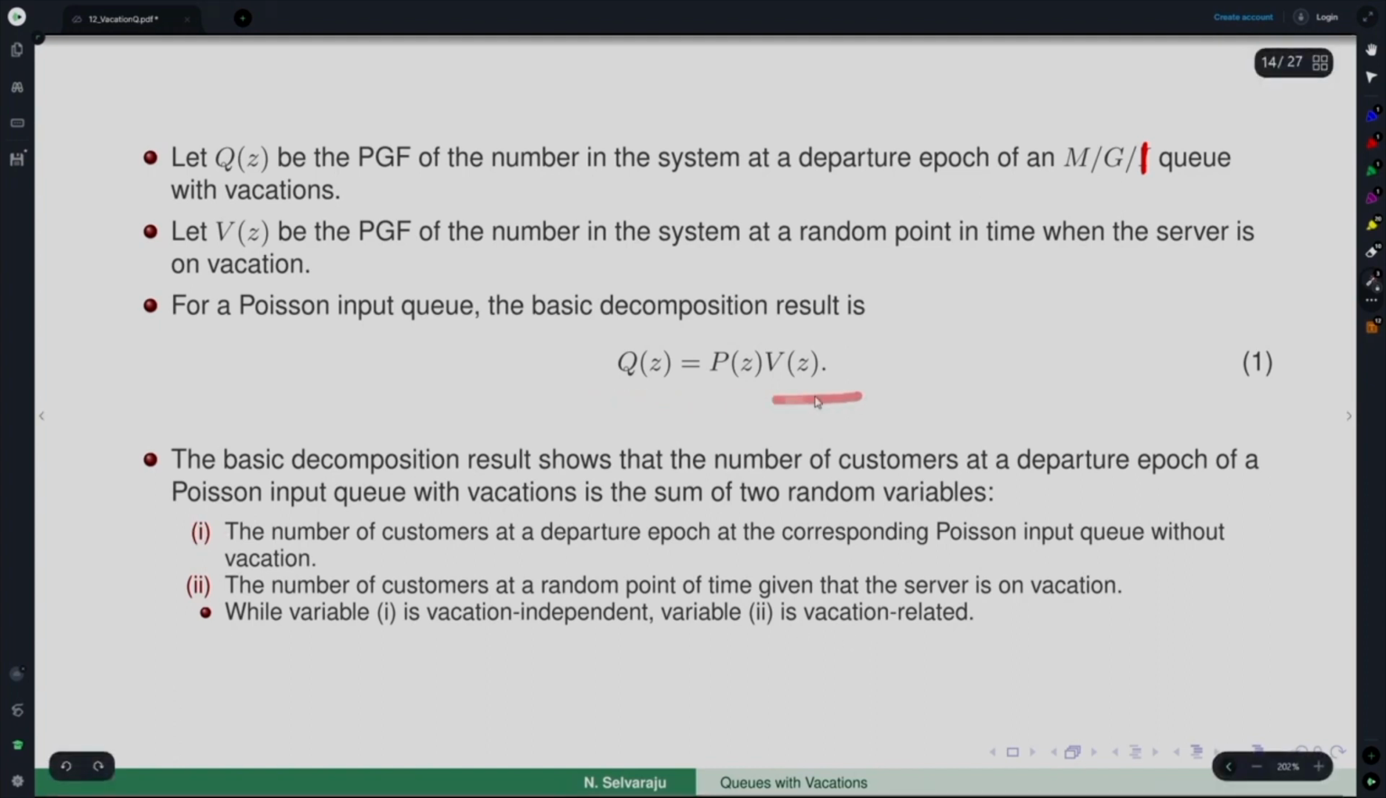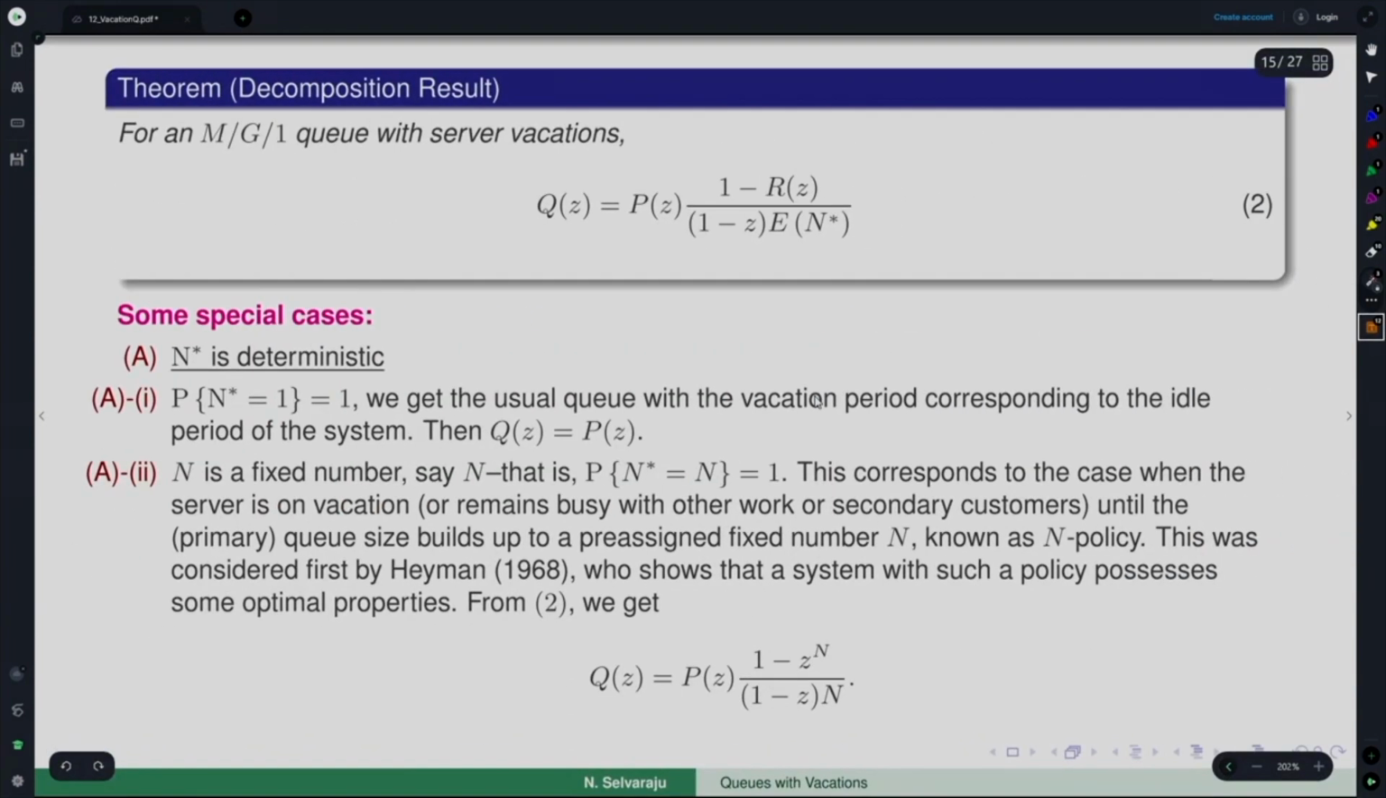That is the decomposition result that we said holds in the case of vacation queuing models, and that is what these two random variables denote. So, the main result, the decomposition result, is given in this theorem, which says that for an M/G/1 Q with server vacation, Q of Z is equal to P of Z multiplied by this quantity, which is now connected with the vacation duration random variable.